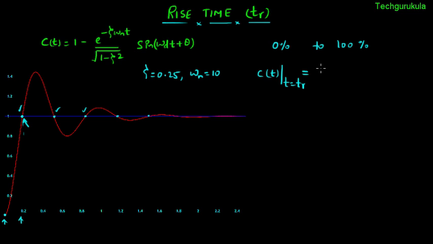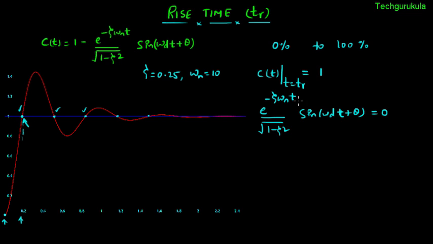Then the output should be equal to 1. In that case, C of t should be 1. So this entire second term that we have, which contains the exponential and sinusoid, should be 0. Let me rewrite this: e power minus zeta omega nt over square root of 1 minus zeta square times sine of omega dt plus theta. This should be 0. Now we know for sure this exponential can go to 0 as t tends to infinity. But here we know the rise time in this case is a finite value, not infinity.